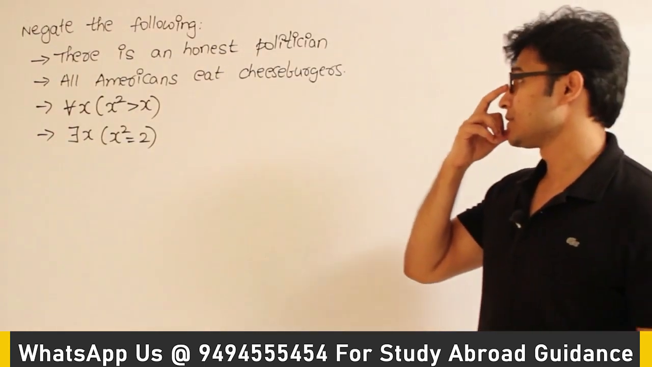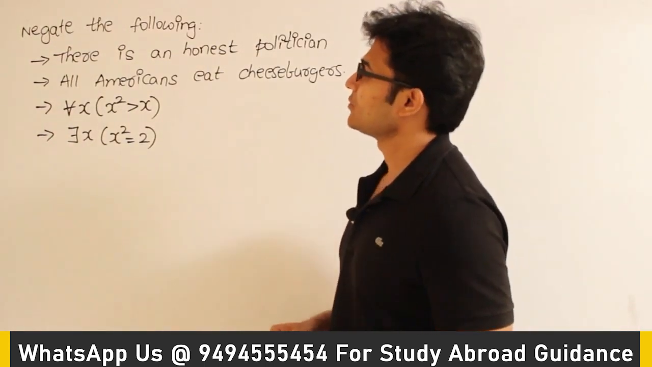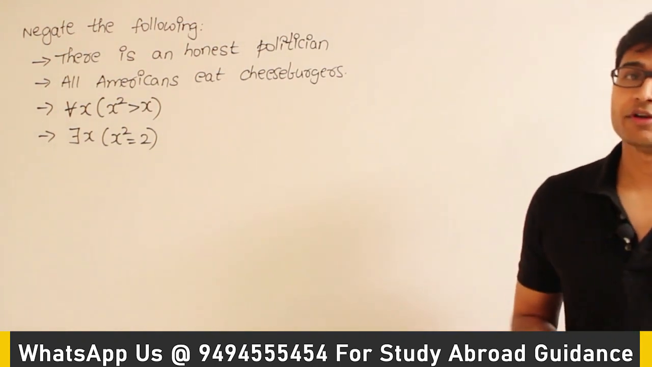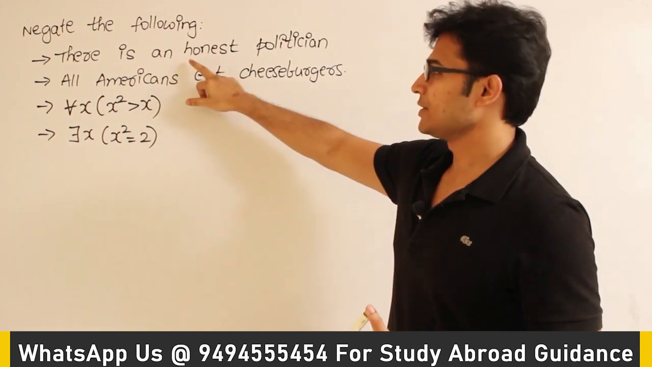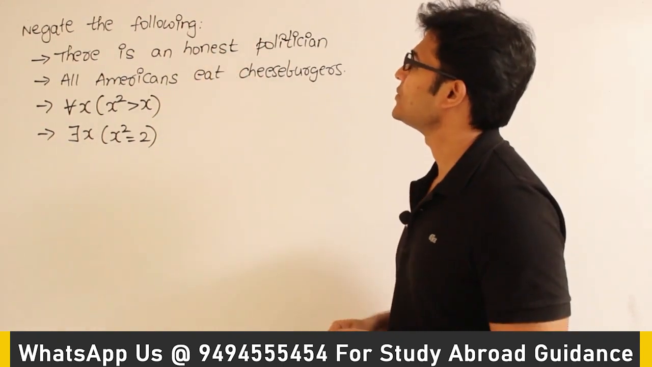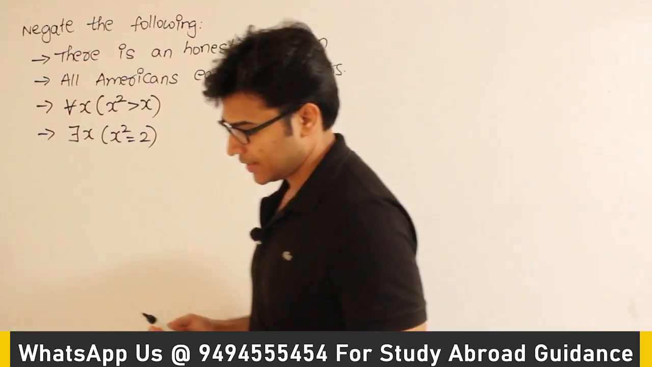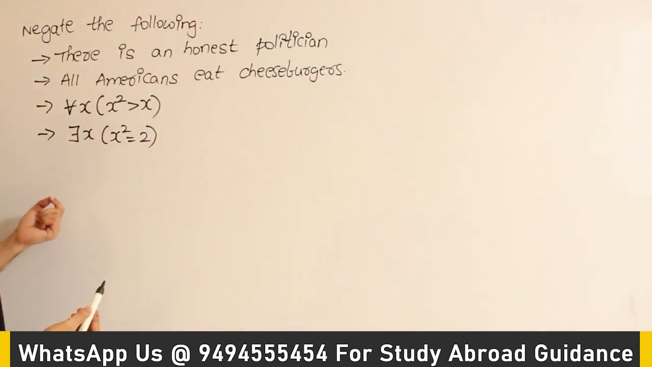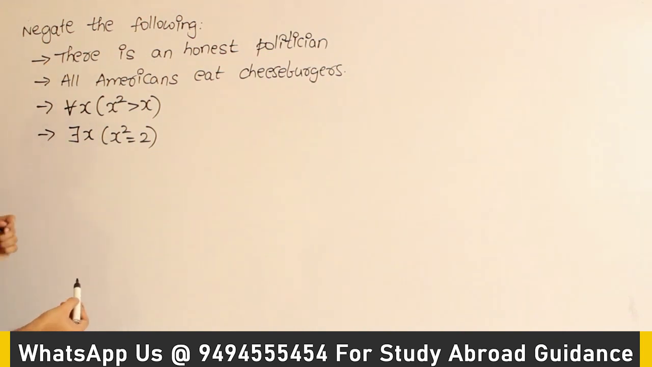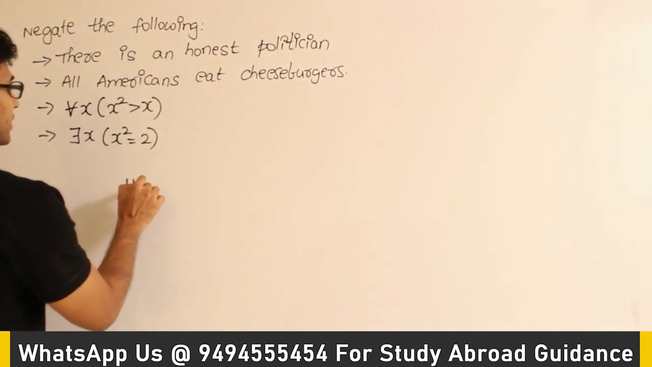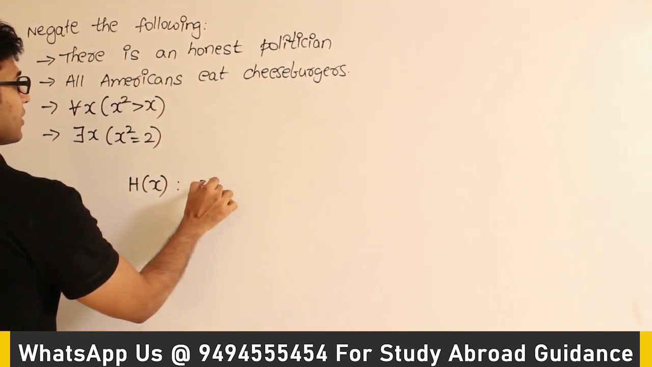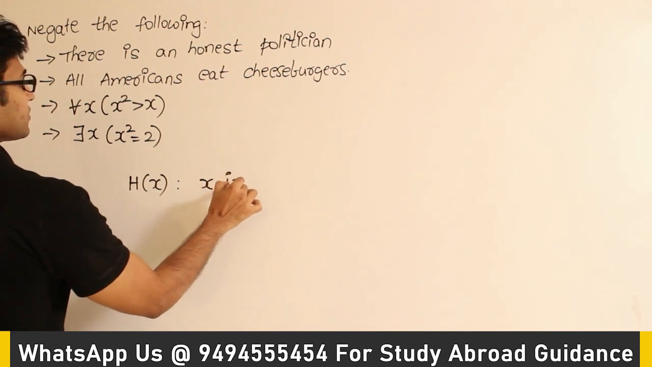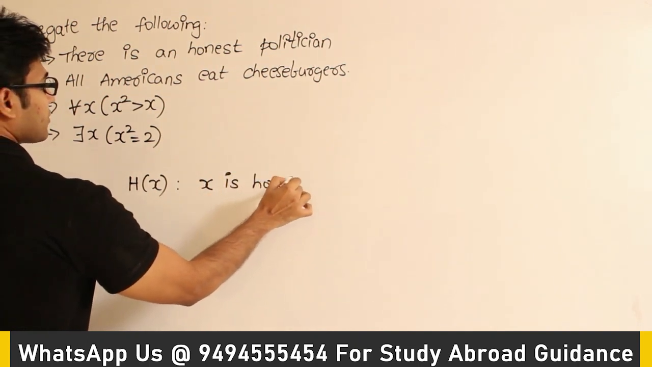Let's see some examples. Negate the following. So we are trying to apply negation for quantifiers. First one is we have to negate all these four statements. First statement is there is an honest politician. So how to negate it is, first let's try to convert it to propositional function. For this statement there is an honest politician, let me write it as h of x, a propositional function which is nothing but x is honest.